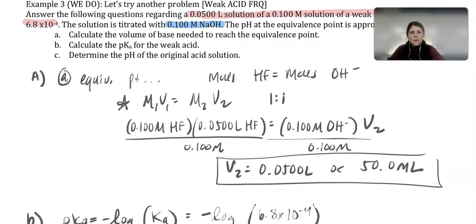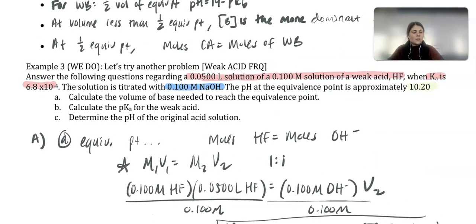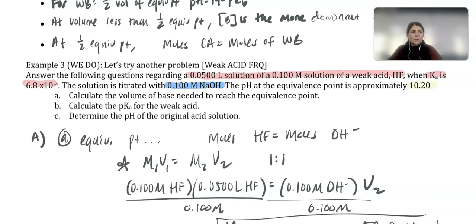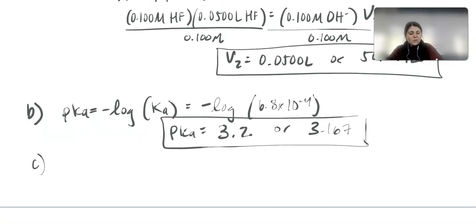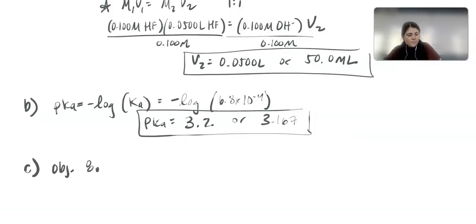All right, part C. We're going to determine the pH of the original acid solution. They did tell us equivalence pH, but that's not going to help us figure out the original acid solution pH. So here, this is just going to be, I ran out of room, just like an objective 8.3 problem. I'm going to write that right here. And so if we're trying to solve for the pH of the original acid, let's first write out what the original acid in weak equilibrium would look like, all right?